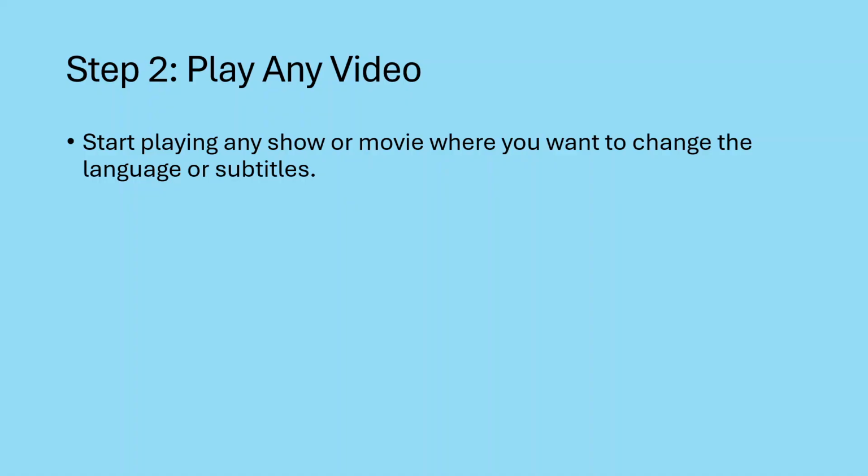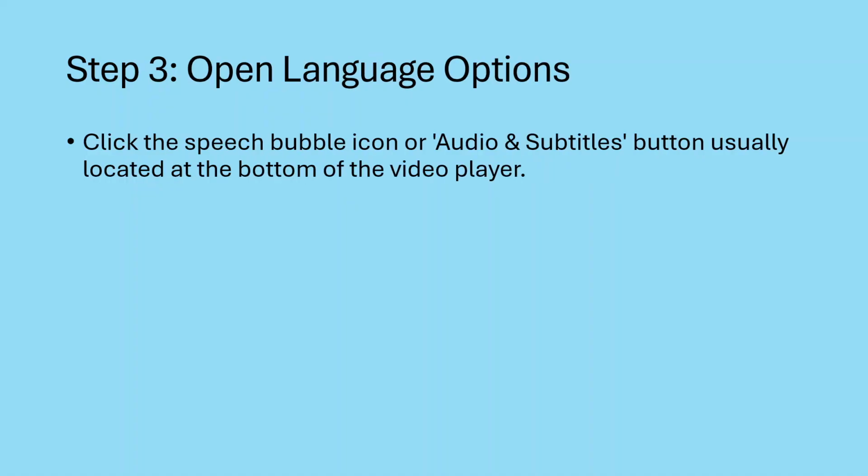Step 2. Play any video. Start playing any show or movie where you want to change the language or subtitles. Step 3. Open the language options. Click the speech bubble icon or audio and subtitles button, usually located at the bottom of the video player.